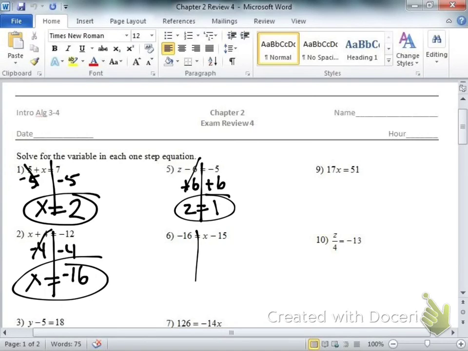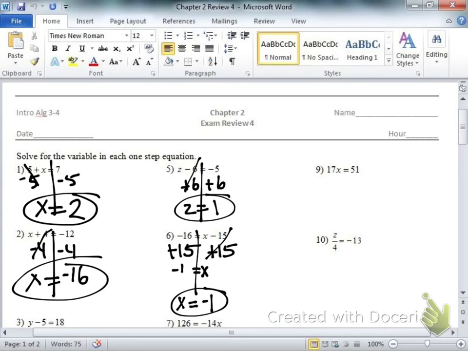Number 6, I need to do the opposite of subtracting 15, which is adding 15. So on the right side, I'm left with just the x. On the left side, I have negative 1, since the signs are different, so you subtract the numbers, keep the sign of the larger number. Now, on your final, this will not be an option. I don't write the numbers in front, I write the x in the front. So you need to know that that's the same thing as x equals negative 1.